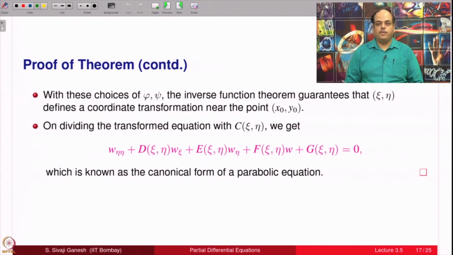So, canonical form for a parabolic equation means that among the second order derivatives exactly one of them appears and one variable is missing, which means it should be W eta eta, and W eta xi, W xi xi do not appear.